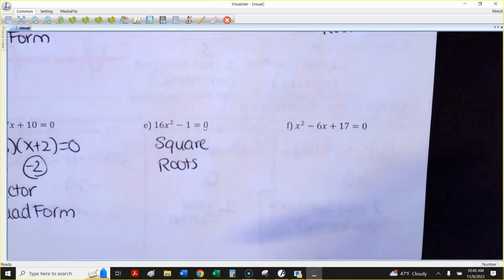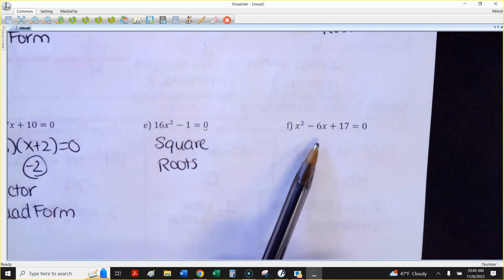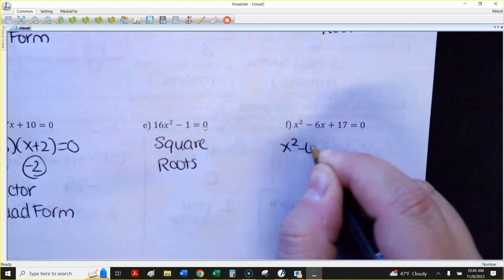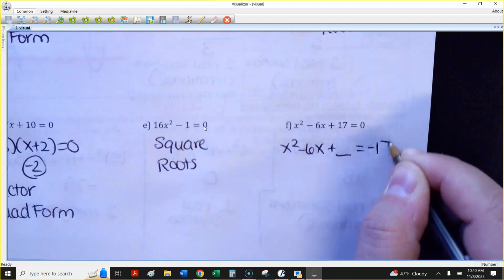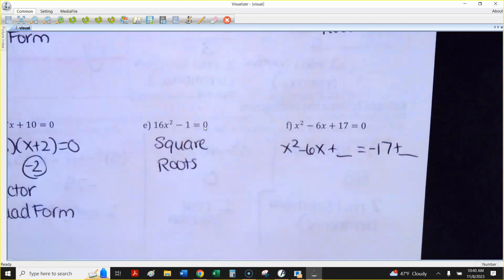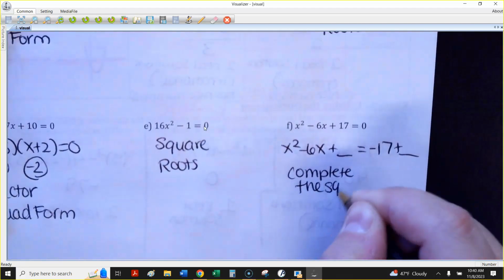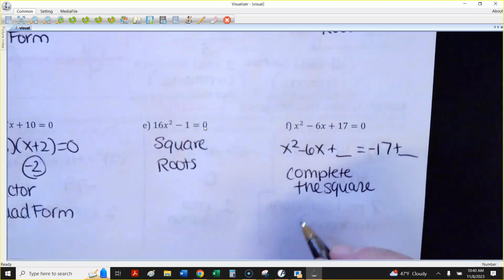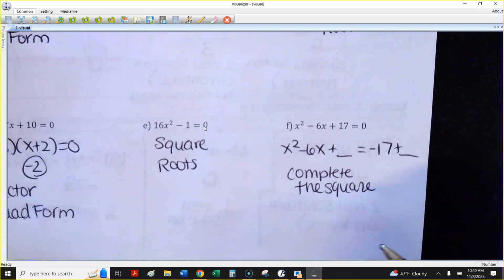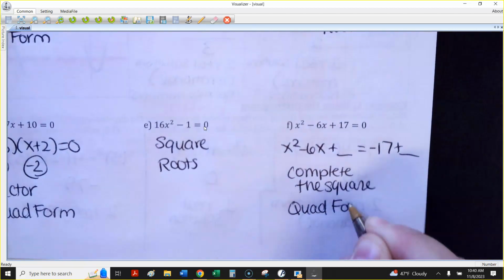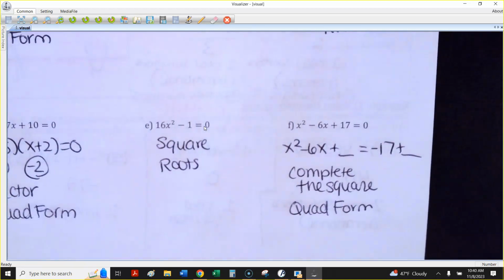What about this one? Can you think of factors of 17 that add up to negative? No, this is not factorable. Honestly, on this one, I would move that 17 real quick. Because that b value is even, I might complete the square on this. My a value is 1, my b value is even, so complete the square. You can't factor it. We can't use square roots. We could graph if we had Desmos or a graphing calculator, but not for an exact value. So on this one, either complete the square if you like that method, or use the quadratic formula, whichever one is faster for you.